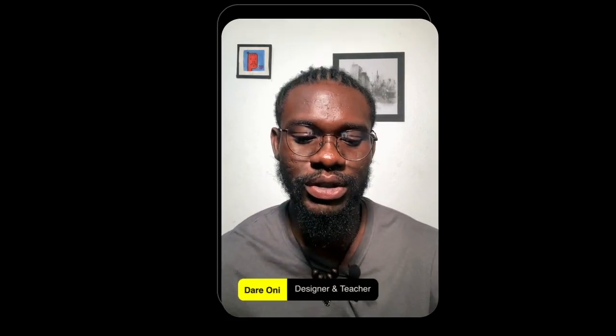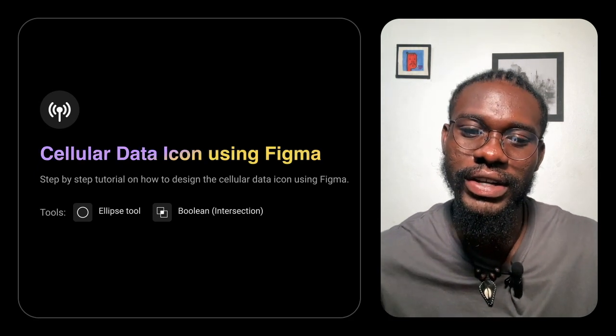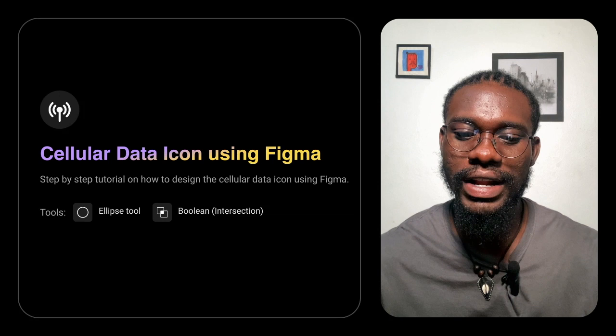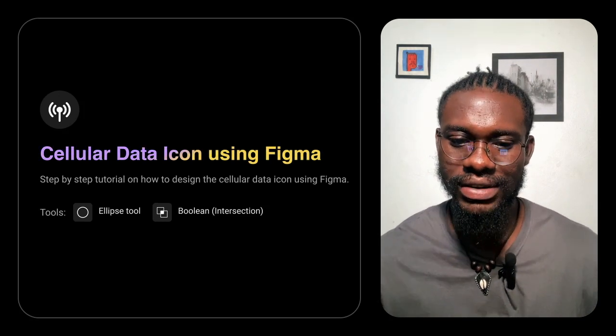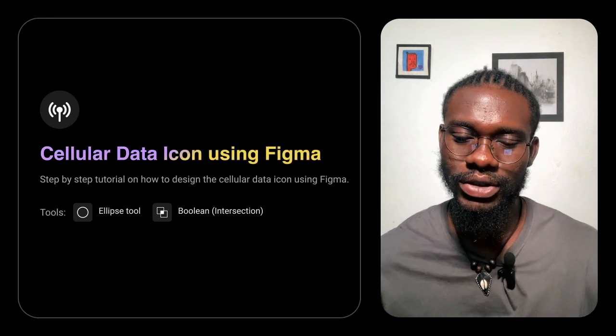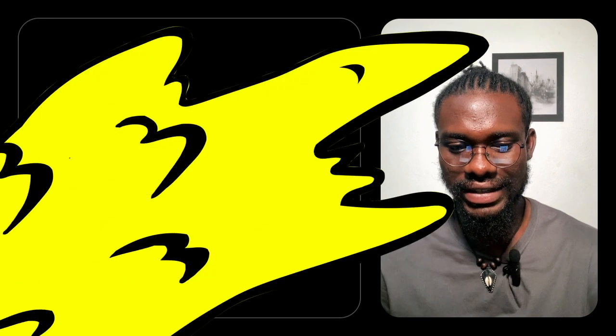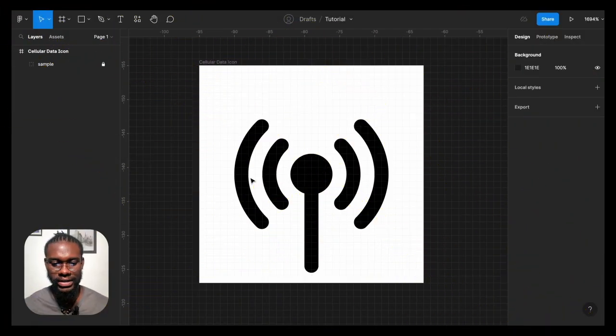So today I'll be showing us how to make another iOS icon, and this time it's going to be the cellular data icon. And we're going to be using the tools within Figma to actually make this icon. So let's get started.